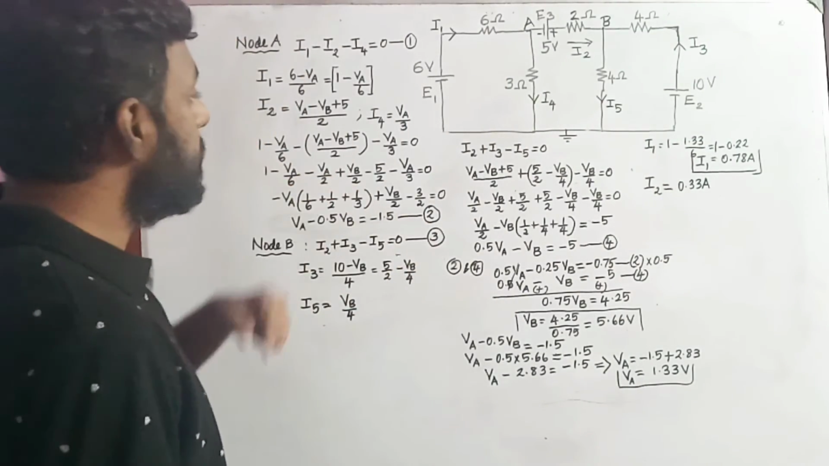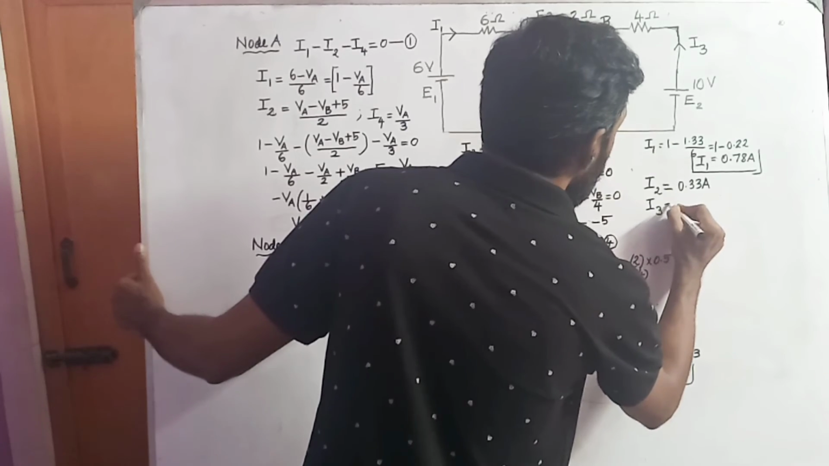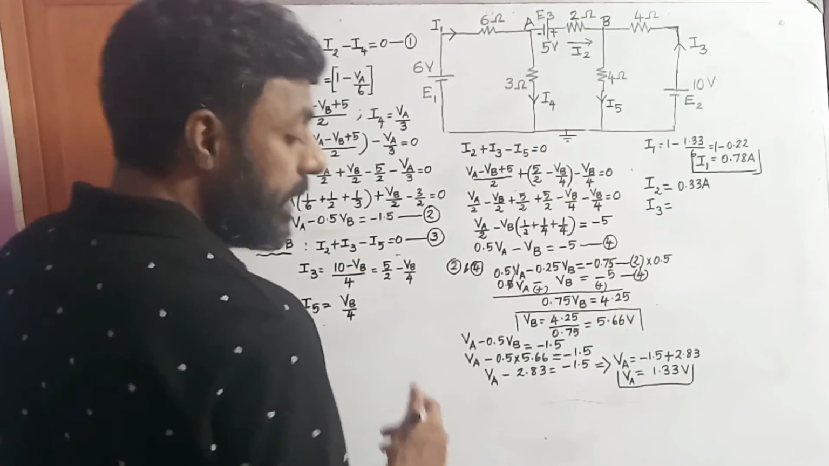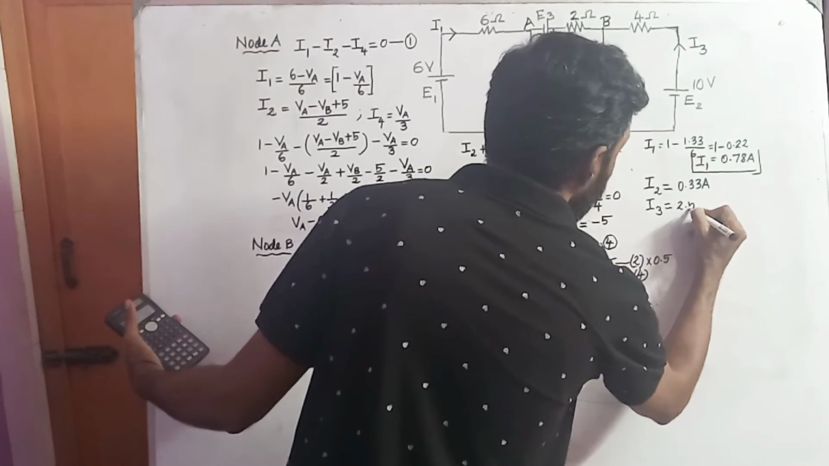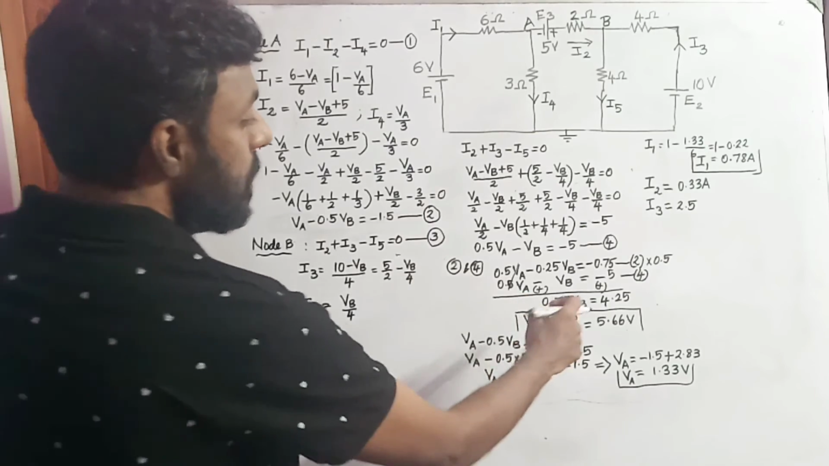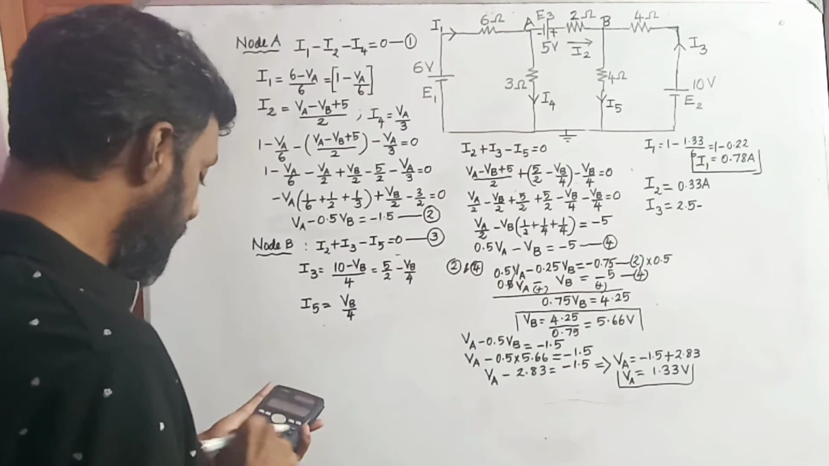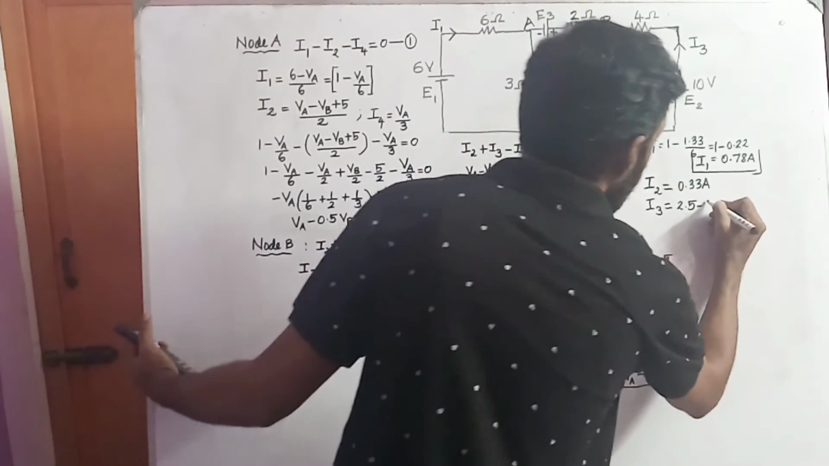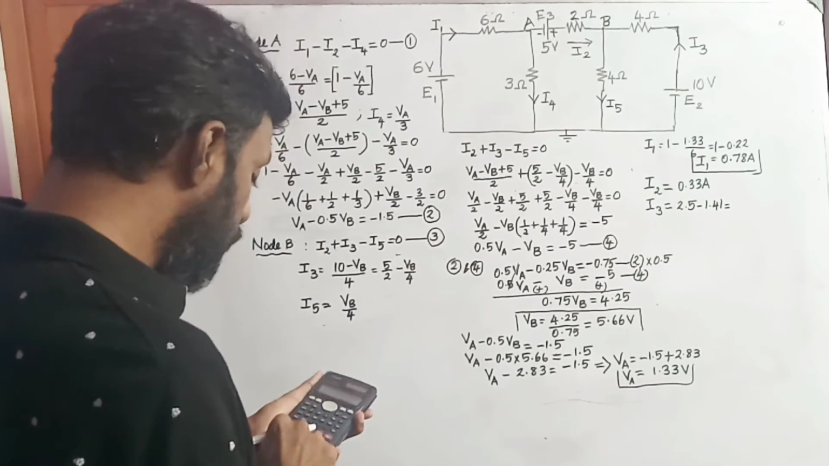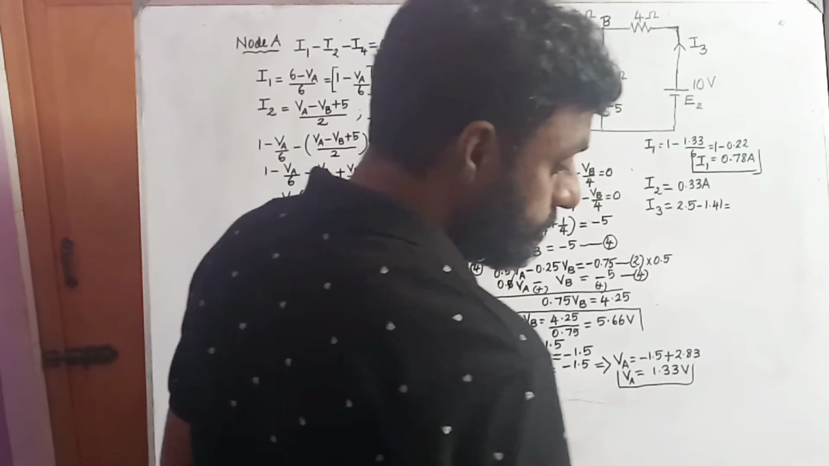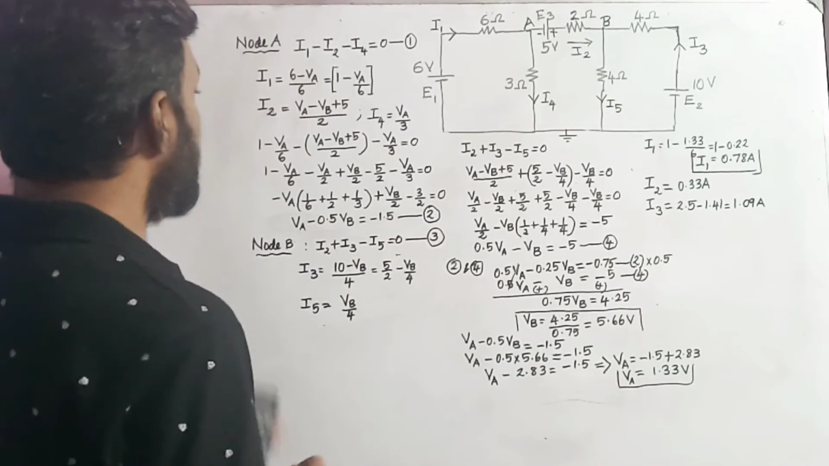Now the value of I3. I3 is 5 divided by 2 minus VB by 4. 5 divided by 2 is 2.5, minus 5.66 divided by 4, which is 1.41. So 2.5 minus 1.41 equals 1.09 amperes.